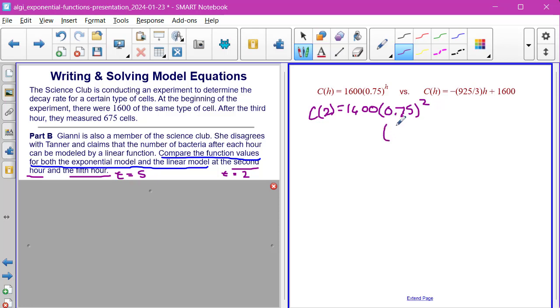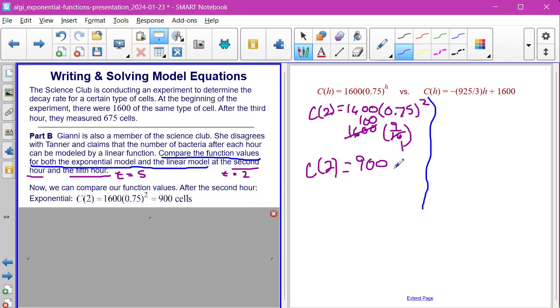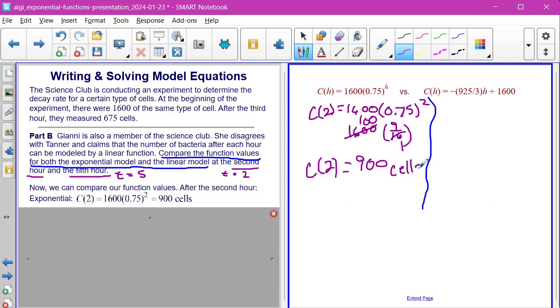Well, 3/4 squared is going to be 9/16, times it by 1,600. Well, this is going to be 100, and this will be 1. 100 times 9 is 900. So C of 2 for our exponential model is 900. And we should also label our answer as cells.